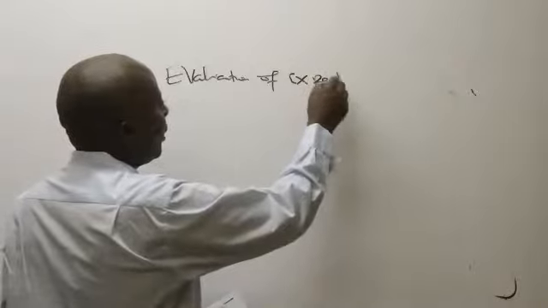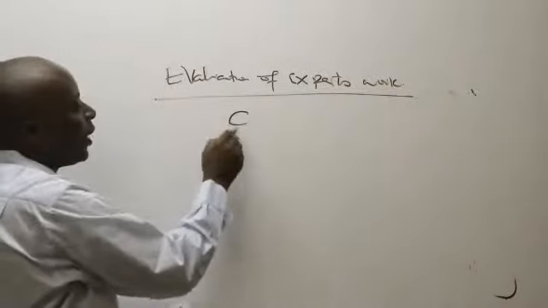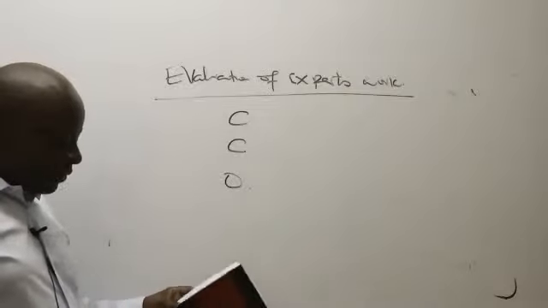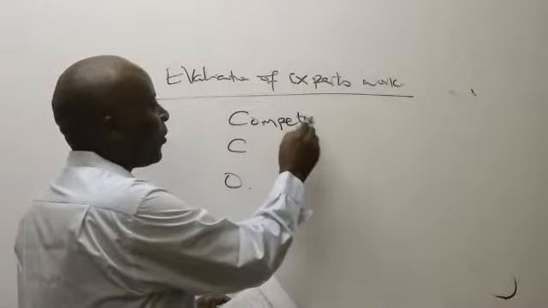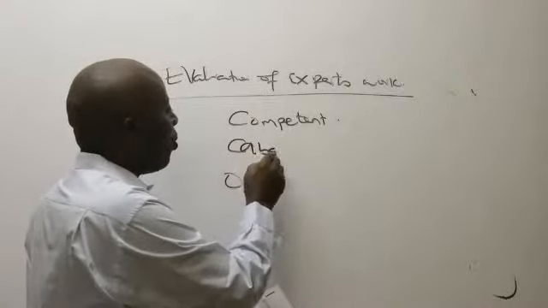So when we talk of evaluation of experts' work, there are so many things I need to consider, but I'll never forget the CCO. Is this person competent? Is the person capable? Does he have that capacity? He could be competent, but not have capacity.